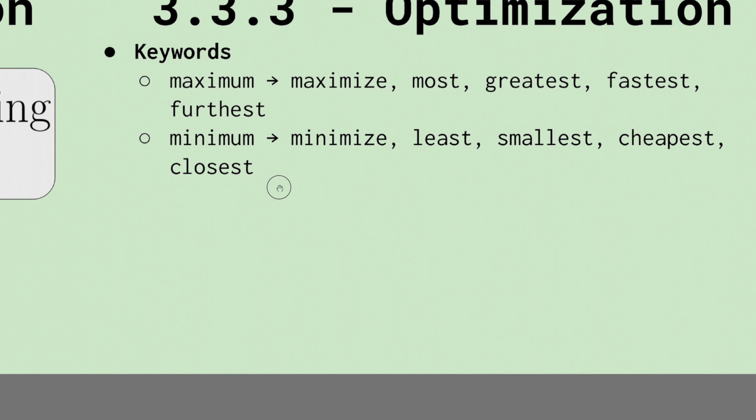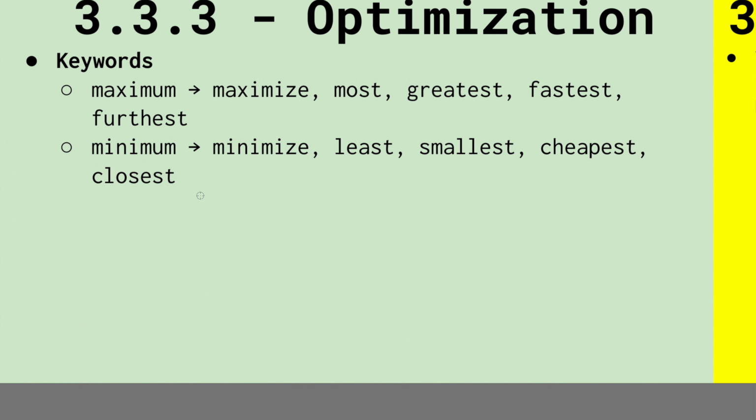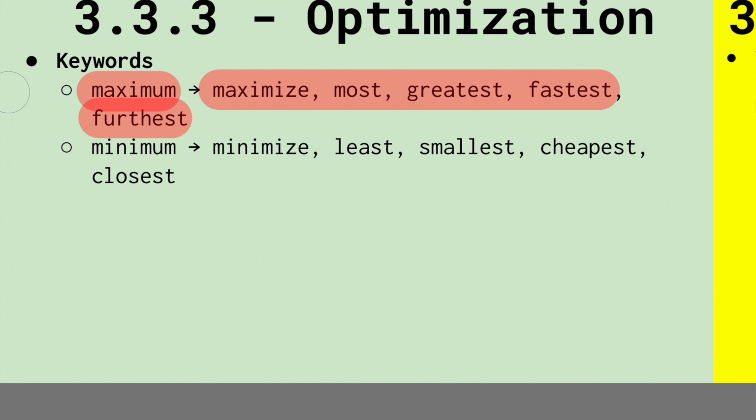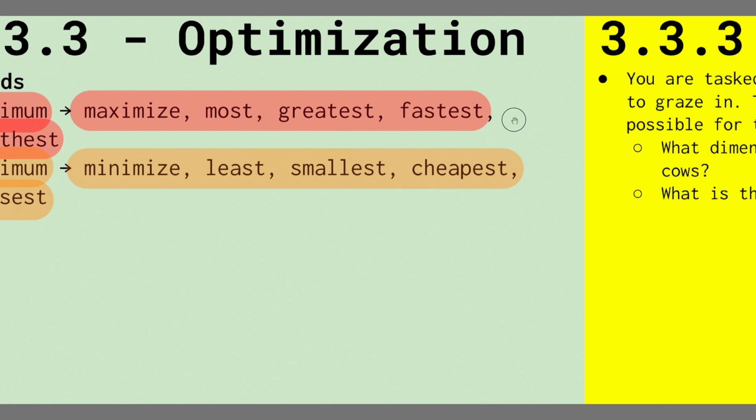All right. Keywords that you're going to want to look at when you're doing optimization, things that you're trying to look for, make sure you understand what you're looking for. So for the maximum, sometimes they use terms like maximize, the most, the greatest, the fastest, or the furthest. Okay, those would be finding the max of something. Whereas for the minimum, it's something like minimize, least, smallest, cheapest, closest, that sort of thing. Those are all examples of when optimization is used to find either mins or maxes. It's pretty straightforward. It shouldn't be too confusing, but just make sure you understand that.